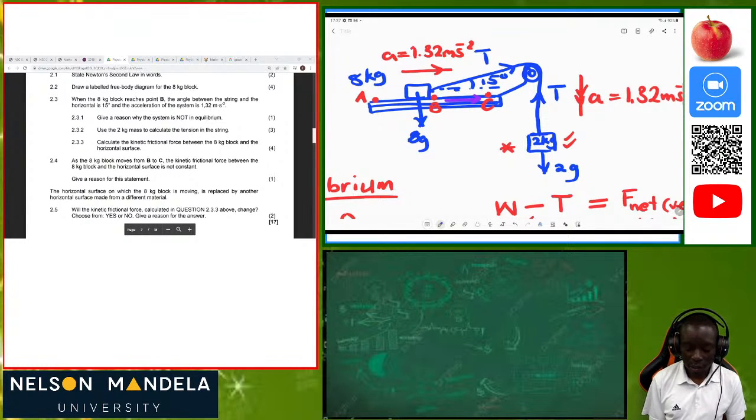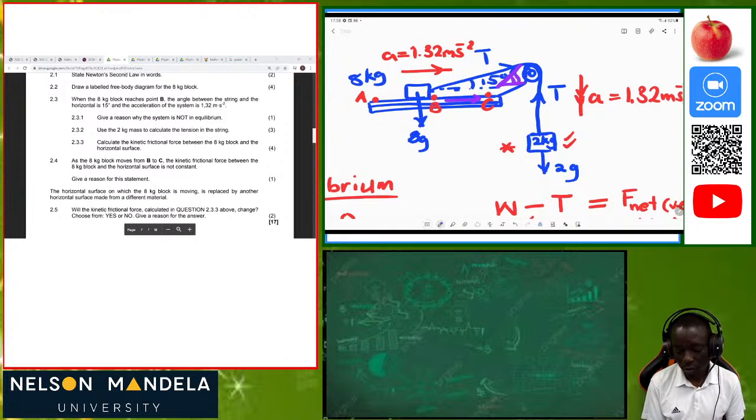So already you can see that the angle between the string that pulls the 8 kg block and the horizontal will not be 15 degrees throughout. If we are further away from B, that means closer to A, the angle is smaller. At B, we are told it's 15, but when you get further, you see that the angle is still increasing. So the angle is even greater. That angle would be something like this. That angle would be greater than 15 at that point.